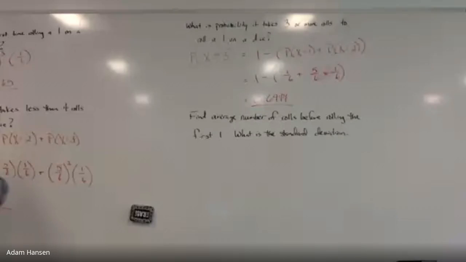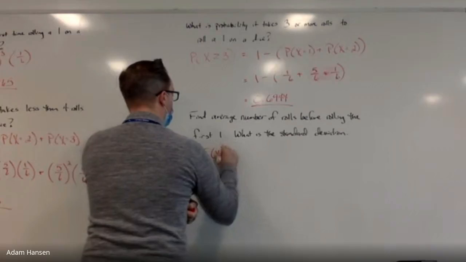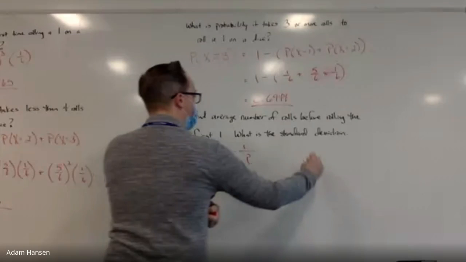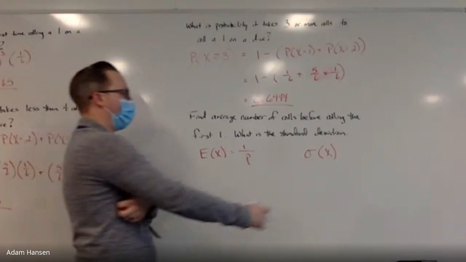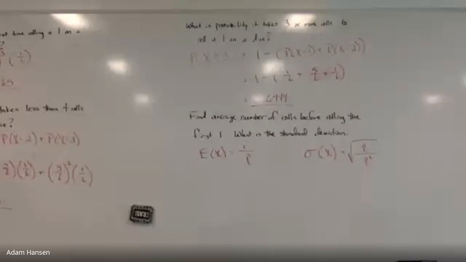Last one, find the average number of rolls before rolling the first 1. So I need to find the expected number of rolls, the average number of rolls, that's 1 over p. And the standard deviation in the number of rolls before rolling the first 1 is the square root of q over p squared. P is the probability of success, Q is the probability of failure. So that's the same 1/6 and 5/6 we've been using.